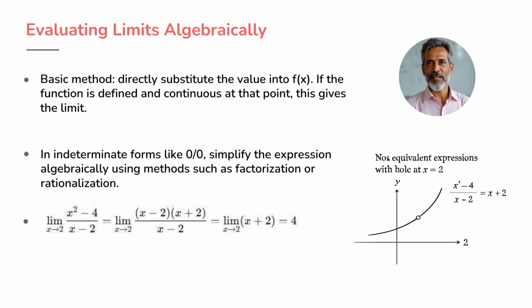Picture a graph showing this behavior, with a tiny hole right at x equals 2, meaning the function is not defined there, but the curve approaches the value 4 from both sides. So, algebraic simplification turns the indeterminate form into a neat value.